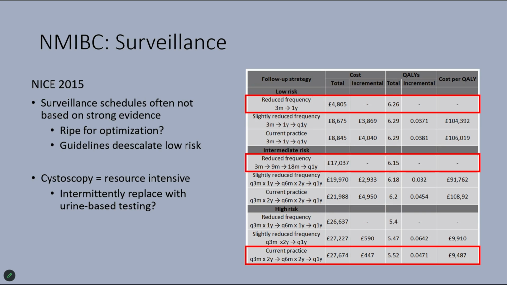I think the interesting results were the suggestion that it might be similarly cost-effective to a degree de-escalate surveillance in intermediate risk as well. They also explored potentially replacing cystoscopy with urine-based testing. And there's certainly a great deal of interest in this potential for cost effectiveness since cystoscopy is so resource intensive, but there are no unanimous winners to date.